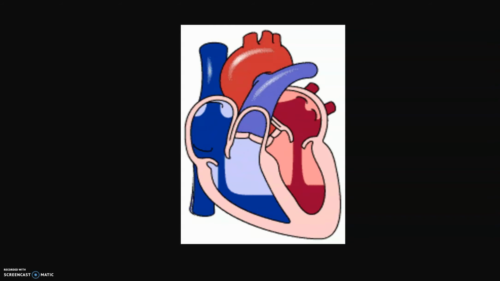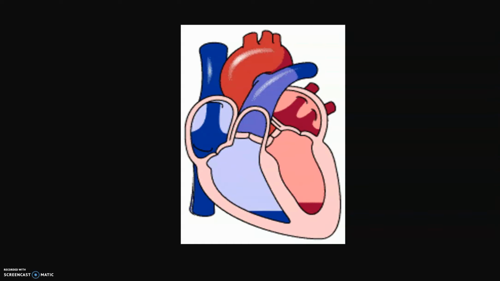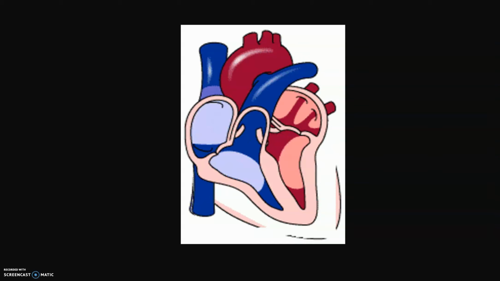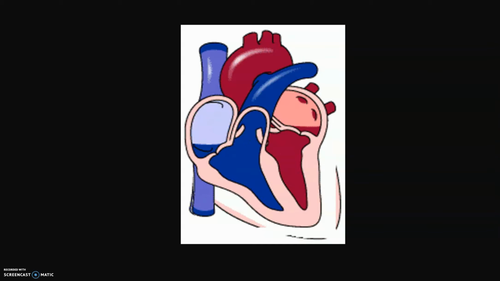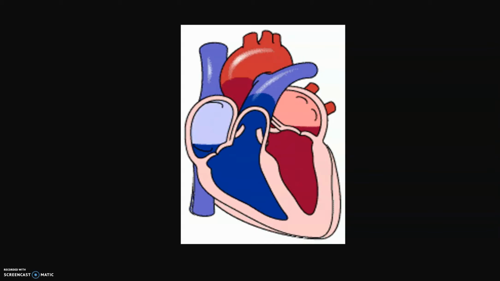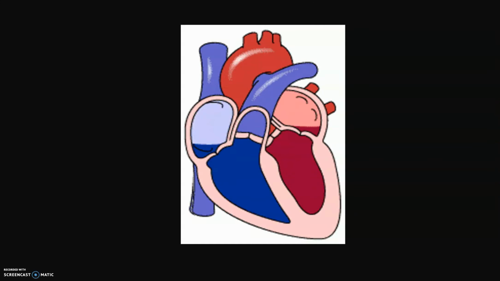Alright, firstly, here's a diagram of the heart actually pumping blood. So you can see, firstly, blood fills up the right atrium and the left atrium at the top, and then the blood pushes down through these valves.